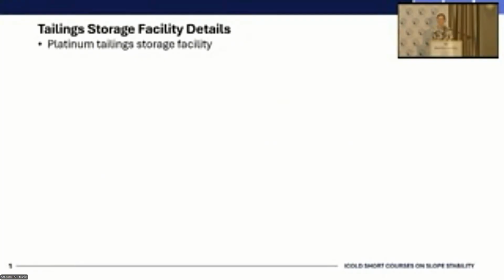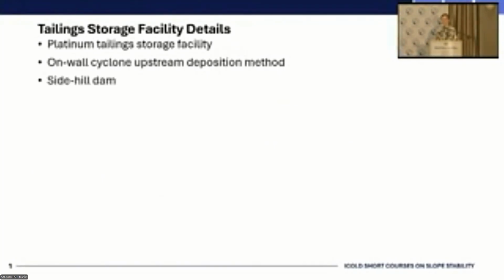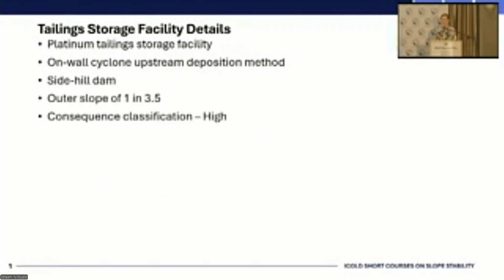Okay, so starting off, we're dealing with a platinum tailings dam that was constructed through on-wall cyclone upstream deposition. It's a side hill dam with an outer slope of 1 in 3.5, and it currently has a GISTM consequence classification of high.